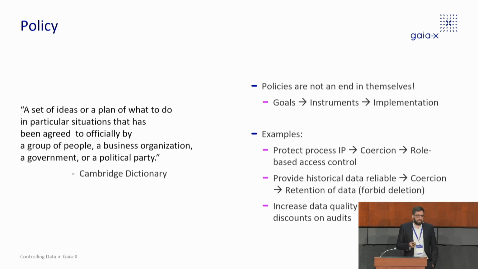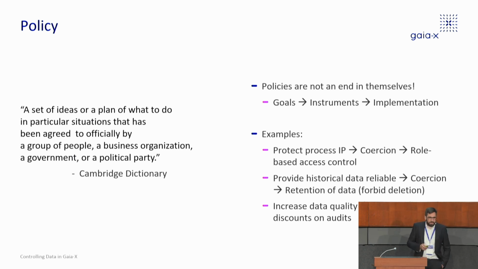Or another example, using coercion as an instrument, your goal is to provide reliable historical data, so the implementation is basically you forbid deletion. That's the implementation. But it doesn't need to be coercion. You can also think about something like your goal is to increase data quality, and then you can offer discounts on audits, for example, to motivate people to increase the quality.